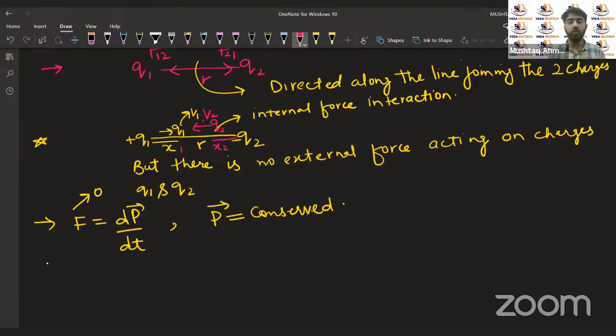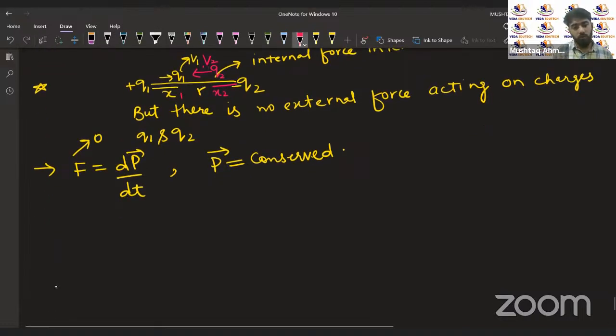We know that the total momentum of the system must be conserved. Initially, the total momentum of the system was zero. For the final momentum, suppose charge q1 is moving along the positive x-axis, we will take its momentum as m1v1, and if charge q2 is moving along the negative direction of the x-axis, we'll take the momentum of this charge q2 as m2v2. So this will be the final momentum.